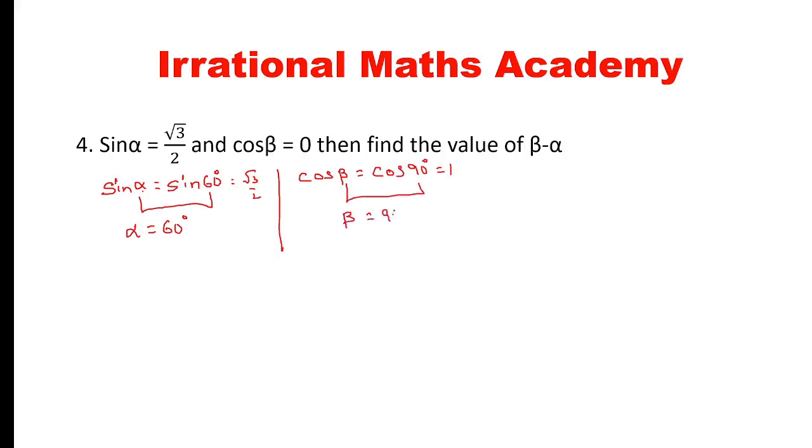Beta value equals 90 degrees. What is the final question they are asking? Beta minus alpha. Beta value is 90 degrees minus alpha value, which is 60 degrees. So 90 minus 60 is 30 degrees. I hope you understood. Still, if you have a problem, you can comment in the comment section and I'll try to solve it.